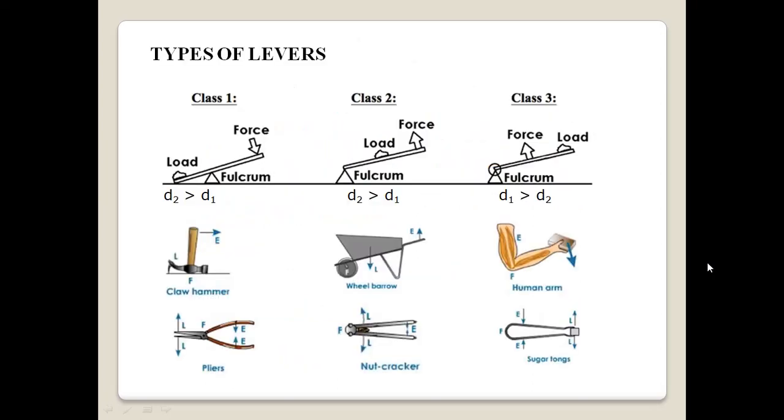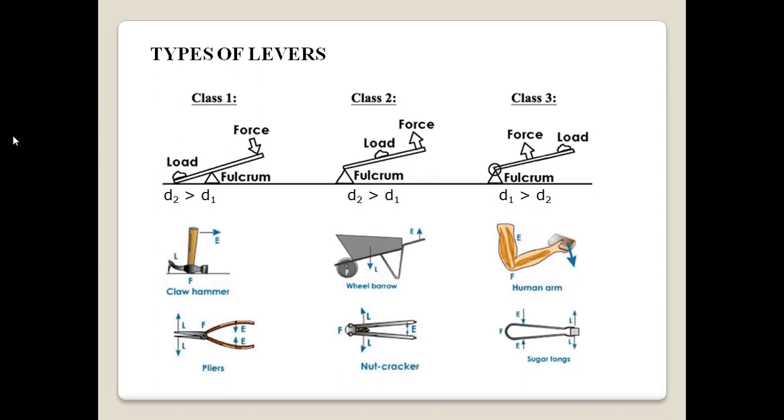Accordingly, we have classified levers into three types. If you look at the class 1 lever, as shown in the diagram, the load is at this end, that is F1, the fulcrum is in the center, and the force or the effort is on the right side. If you look at the arms, D1, load to fulcrum, will be less, and D2, force to fulcrum, is greater than D1. So mechanical advantage will be high.